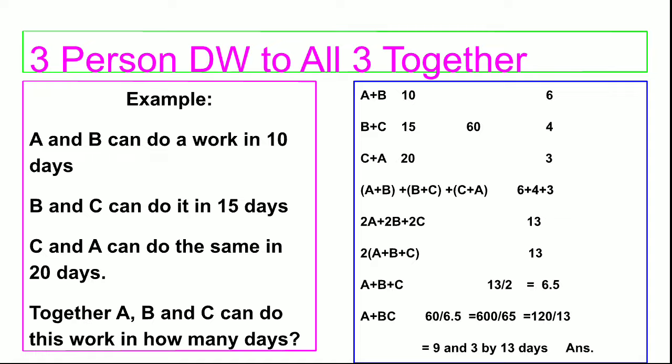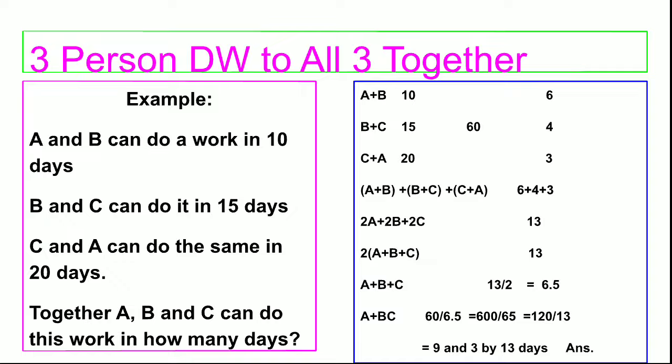Here every value is repeating twice. So 2A plus 2B plus 2C, and the efficiency summation is 13. Now taking 2 out because it is common for all, so 2 into (A plus B plus C) gives efficiency 13. So A plus B plus C will give half of it, 13 by 2, equal to 6.5.